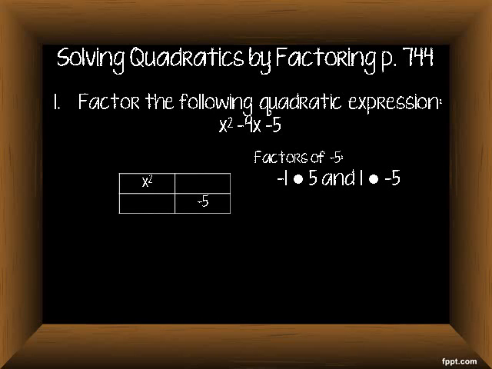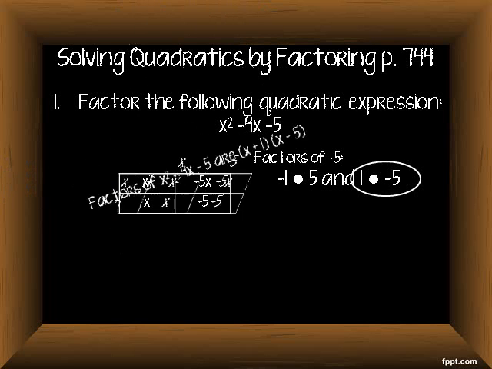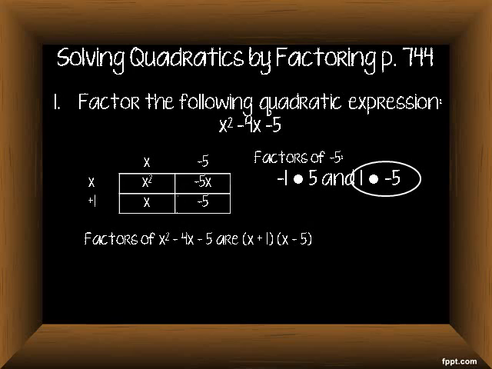We're finding factors of -5 that add up to -4. 1 and -5 do the trick. So the expression x squared minus 4x minus 5 factors into the two binomials x plus 1, x minus 5.